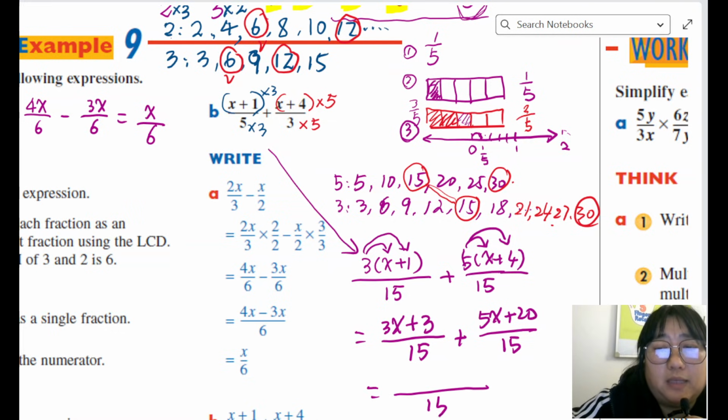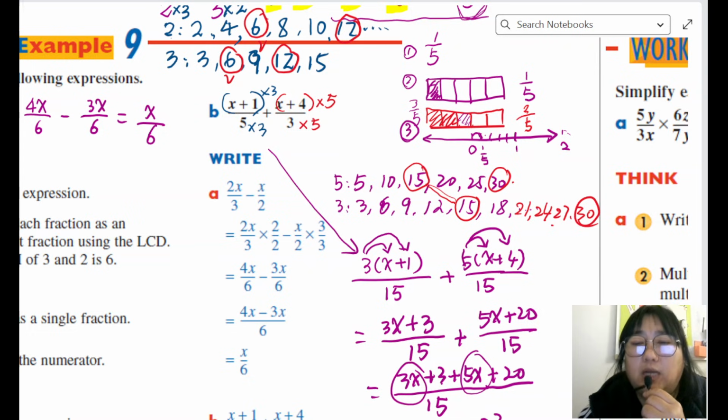And I have the same denominator, so I can add the tops together now. And now I find, oh, I have like terms. 3x and 5x, they are like terms, and I will add them together. So that is 8x. And 3 and 20 add together, that is 23. Now I will check: do I have any common factor to simplify this fraction? For 8x and 23, there's no common factor, so I just leave it this way. So I finish this question.